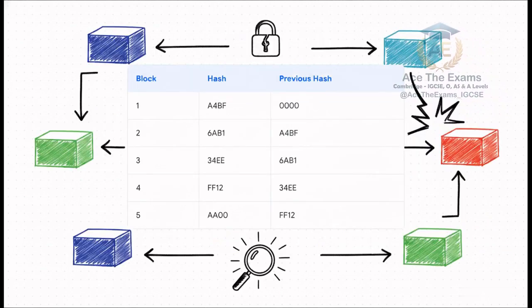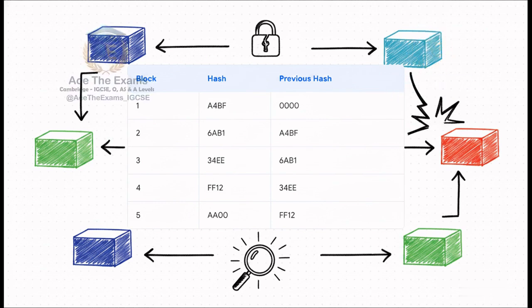This is the absolutely crucial point. It's all about how these blocks are mathematically locked together. Every single block contains its own transaction data, a unique hash value generated by an algorithm, and the hash value of the previous block. So imagine a hacker illegally accesses one block and tries to change the transaction data.